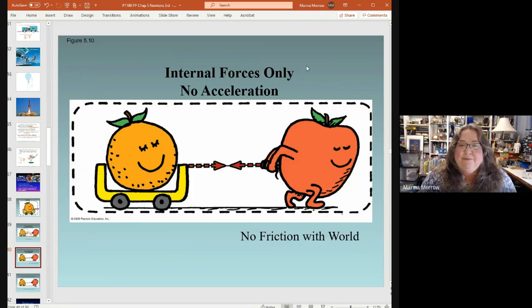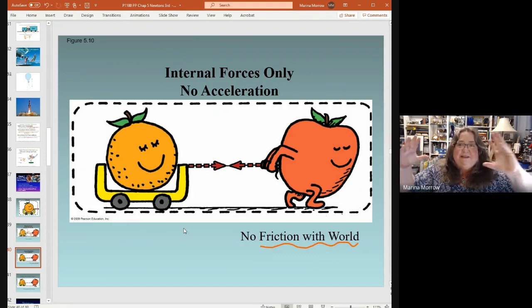Now, what would happen if we put them both inside our system, but we don't let them interact with the world? So the world is not part of this system now, which means the apple can't dig in with his feet. And so it's like a frictionless surface. So if you can imagine these two on a slippery, icy pond, well, the apple can't pull the orange anymore and move himself at the same time. Now, he could turn around and yank on the rope, and then the orange would slide one way and the apple would slide the other way. And that would be allowed, okay?